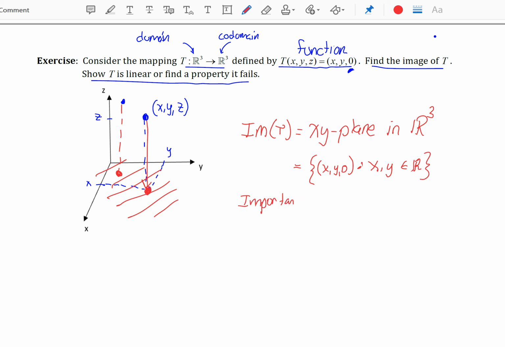Important: do not say the image is R2. And the reasoning here is R2, recall, these are ordered pairs. These always look like x comma y. And what we're given back is not an ordered pair. We're always given back an ordered triple. And an ordered triple is not an ordered pair. This is not an element of R2. It may look like R2 because it consists of the xy plane, but technically there are 3 elements every single time. The value we get back is always going to be (x, y, 0). The third component just happens to be 0. But again, you must distinguish that this is R3 and not R2 still.